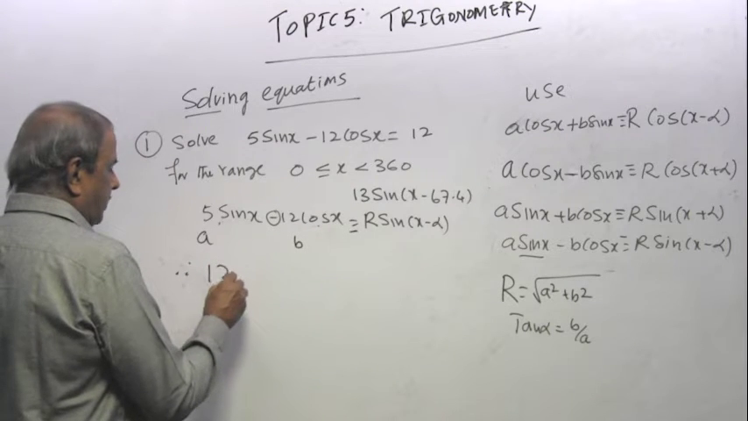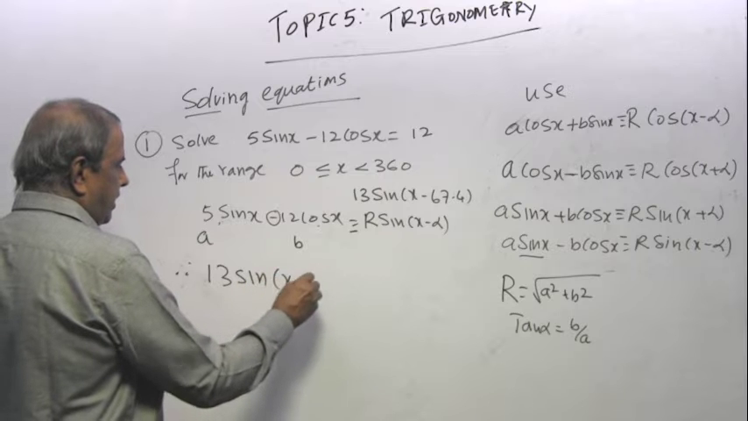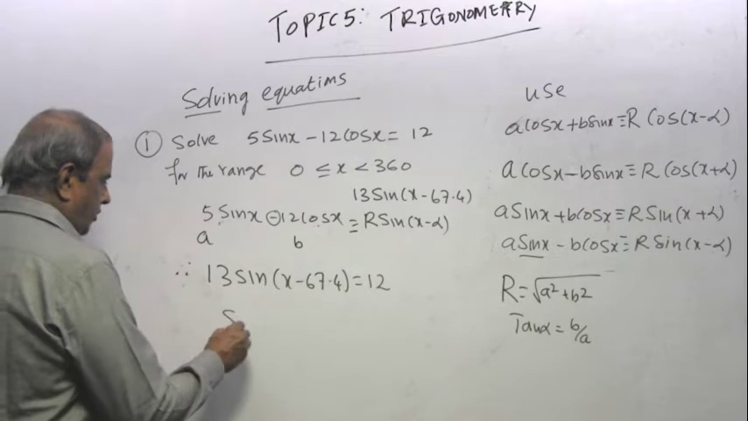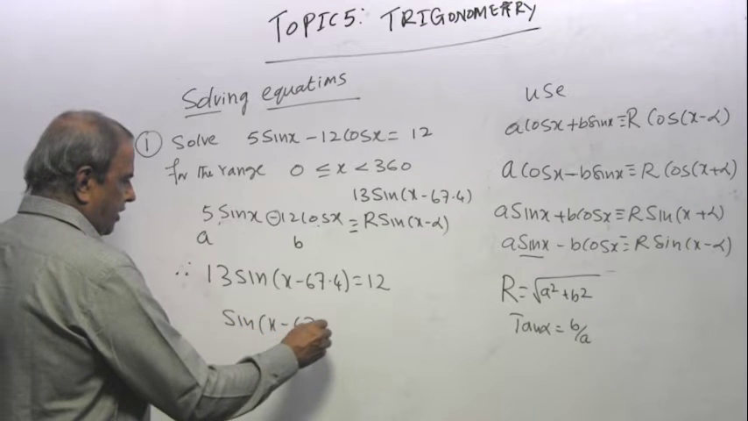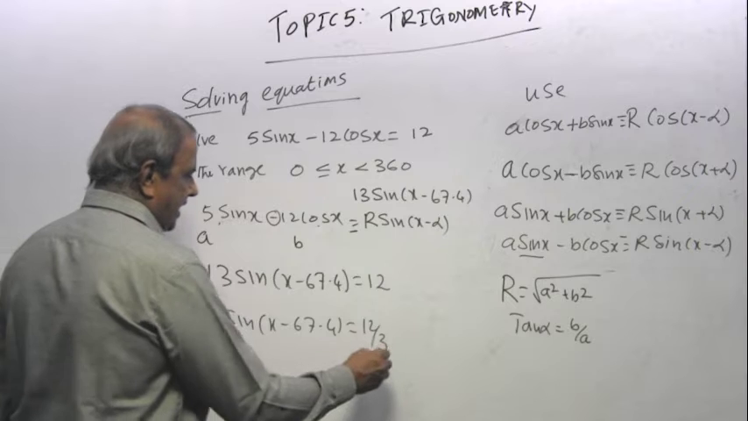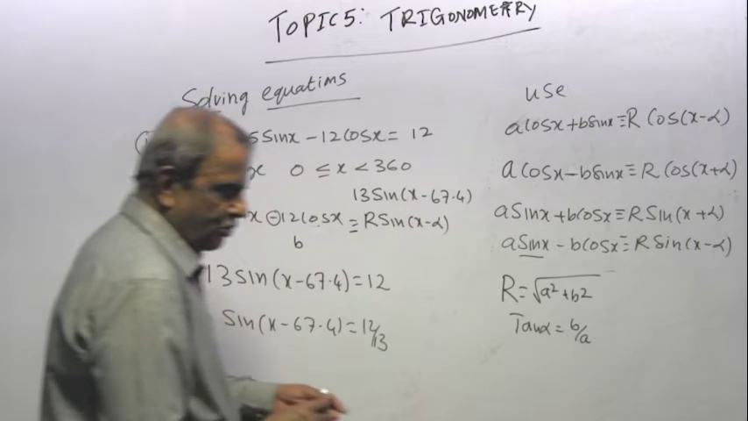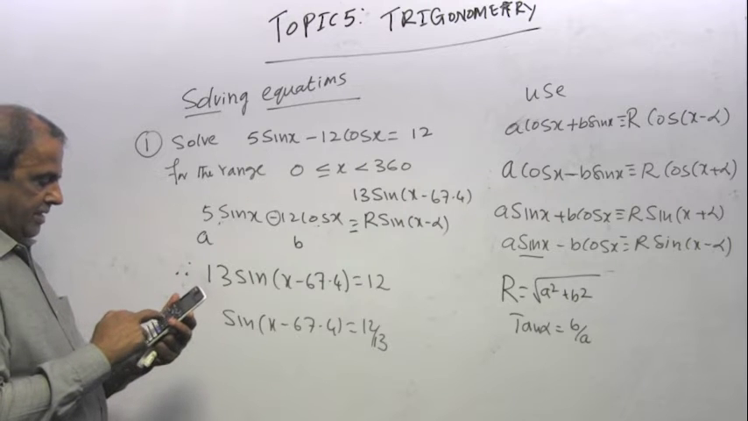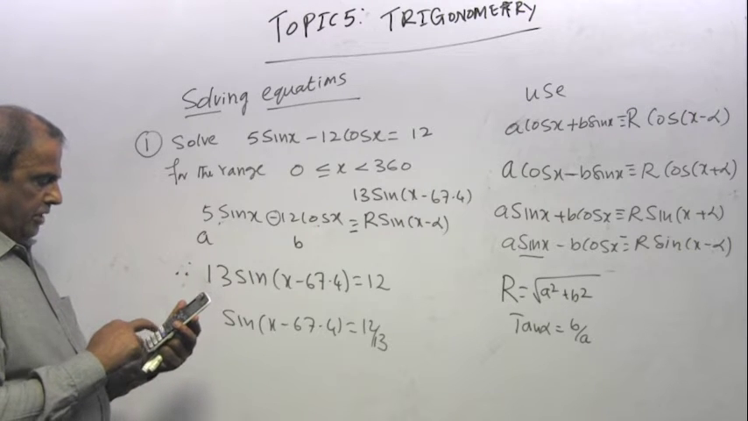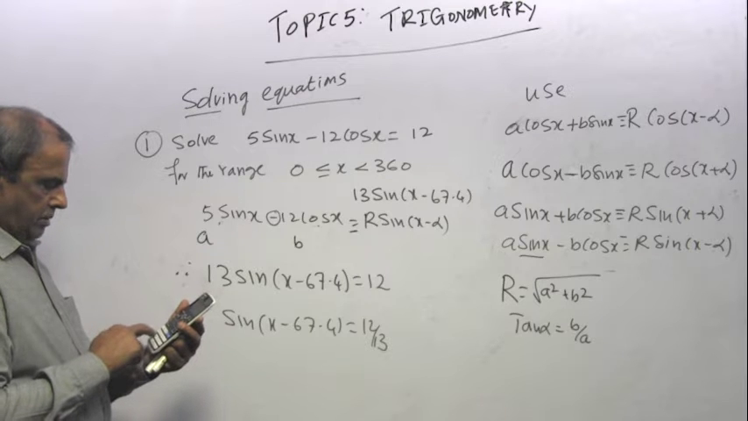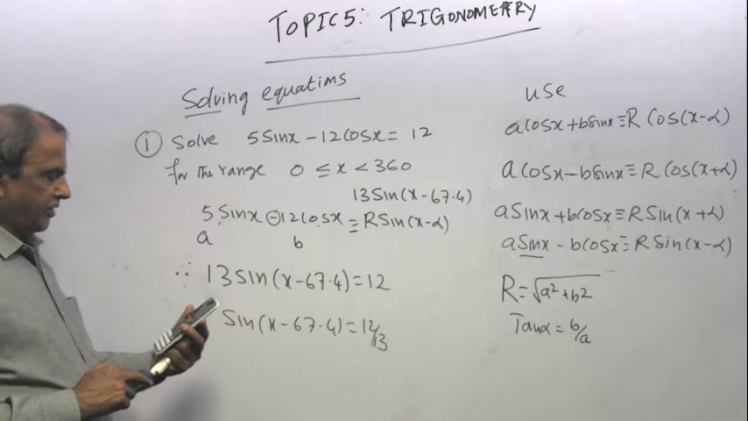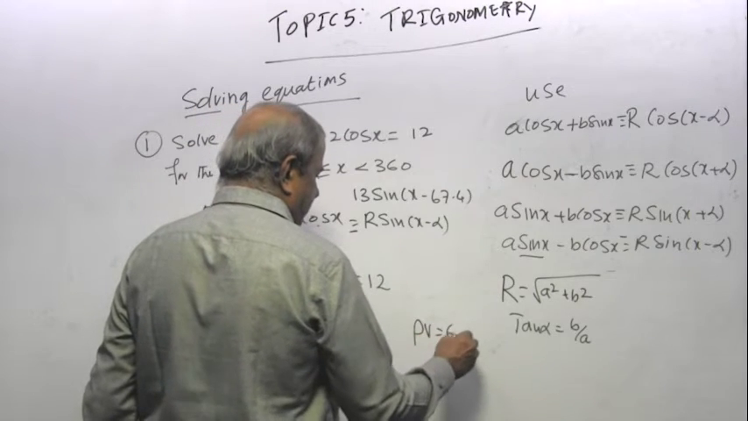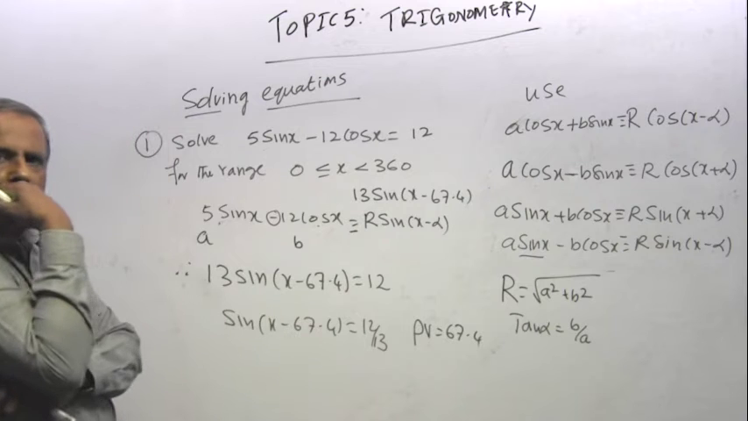So therefore, now I am solving 13 sine x minus 67.4 equals 12. So sine of x minus 67.4 is 12 over 13. Now this is where I purposely took that value. Shift sine bracket 12 divided by 13 close bracket, 67.4. Very interesting. Don't bother, sir, I got 67.4. You think I'm wrong? No, just go ahead.